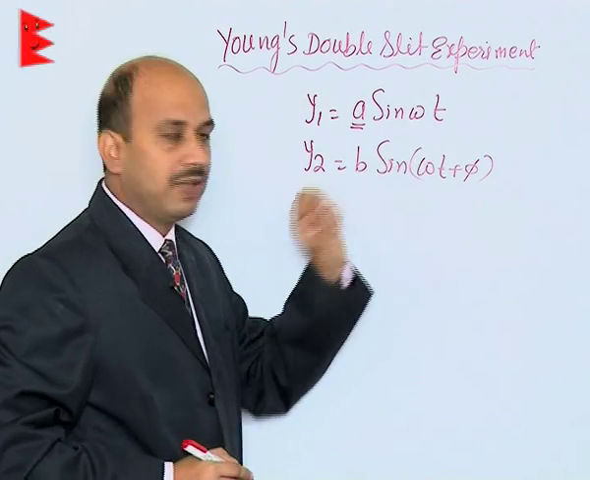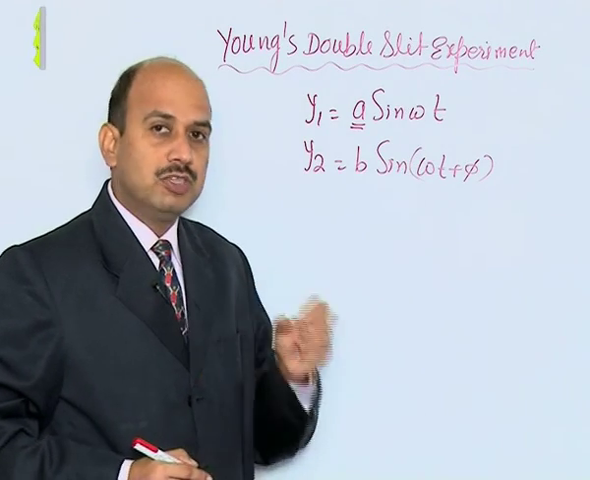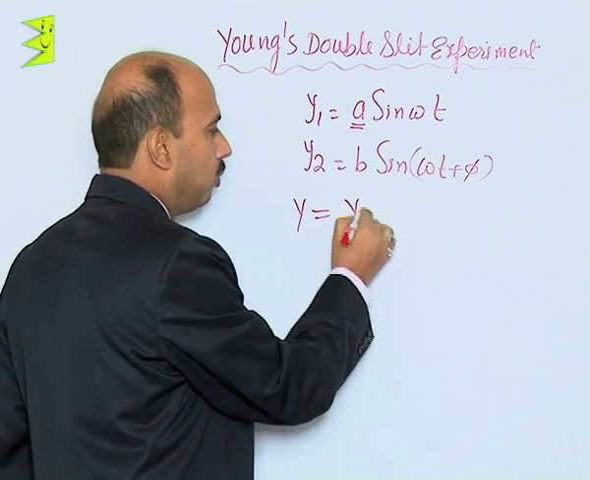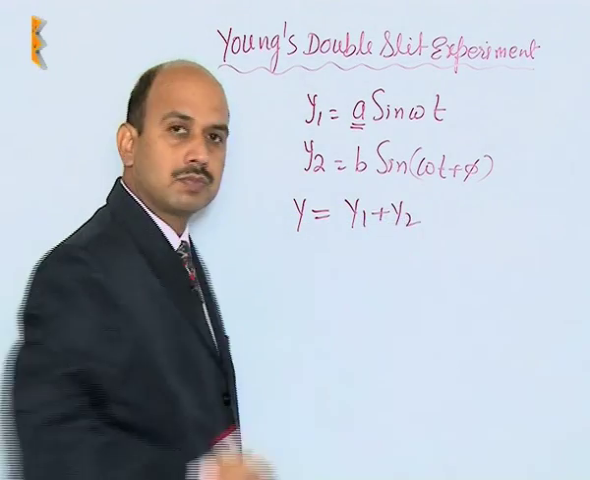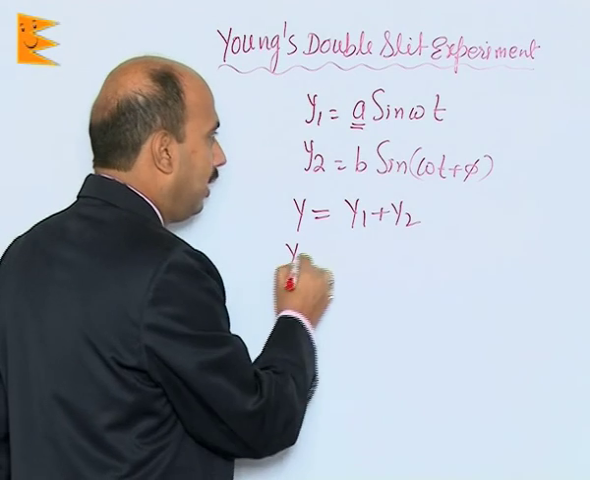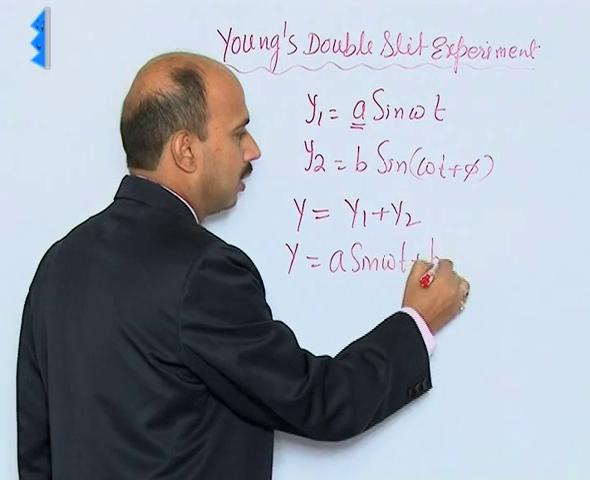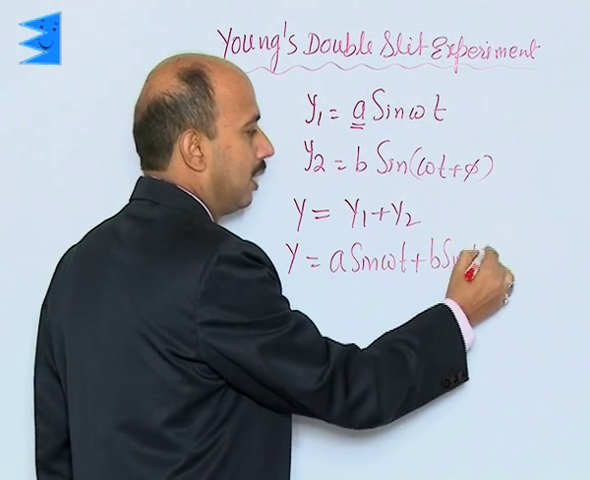So now this constant phase difference is here. Superimposition of these two waves will take place. So we can write y equal to y1 plus y2. So when we write y equal to y1 plus y2, that is a sin omega t plus b sin(omega t plus phi).